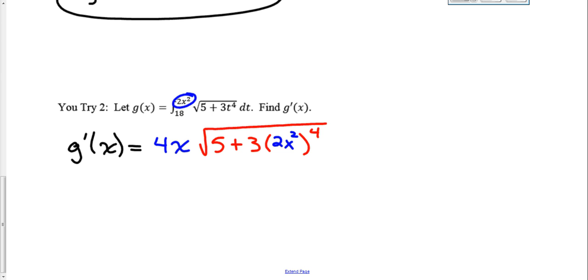Here is my solution. And again, I multiply by the derivative of my new inside. My new inside is the 2x squared. The derivative of that is 4x. Inside my t, I'm going to replace the t with my new top bound, which is 2x squared. So in my square root, I now have 5 plus 3 times the quantity, 2x squared to the 4th.